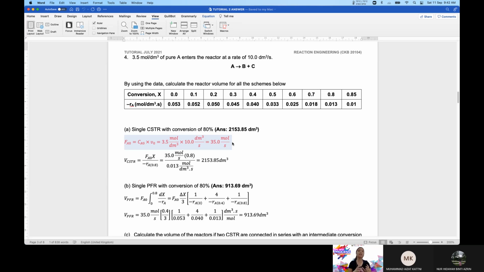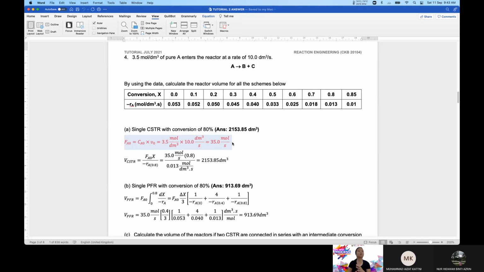Okay, so that's how sometimes it helps you to solve engineering problems. Bila kamu tahu memang setiap pembolehubah ni saya kena cari, so kamu akan terfikir, okay, tak tahu FA0, macam mana nak cari? So kamu akan tengok, okay, ada C0, ada V0. So you can connect it that, okay, I can get FA0 first. Okay, so done. Solve FA0. So first pembolehubah tu kita dah cari.